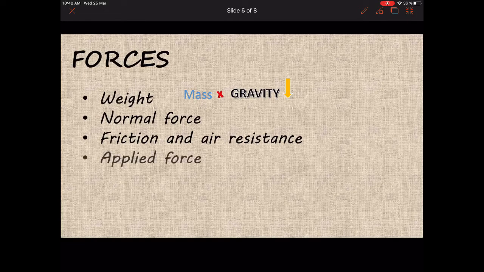The next force is the applied force. The applied force is used when an object is being moved by another object or by a person. So examples of this applied force are pushing, pulling, or thrust.